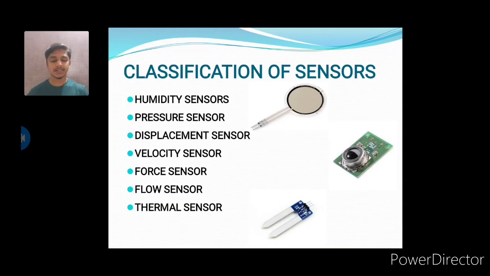Displacement sensors are used to sense displacement. Most commonly it is used in LVDT. Velocity sensors are used in microphones, electronic keyboards, etc. Force sensors are used in measuring compression, force, strain and load. Flow sensor is used in measuring flow rate, blood and oxygen through the blood. Thermal sensors are used in electrical appliances like refrigerators and freezers.